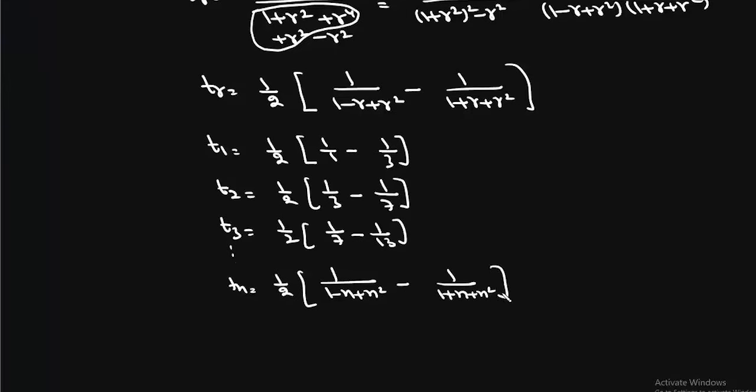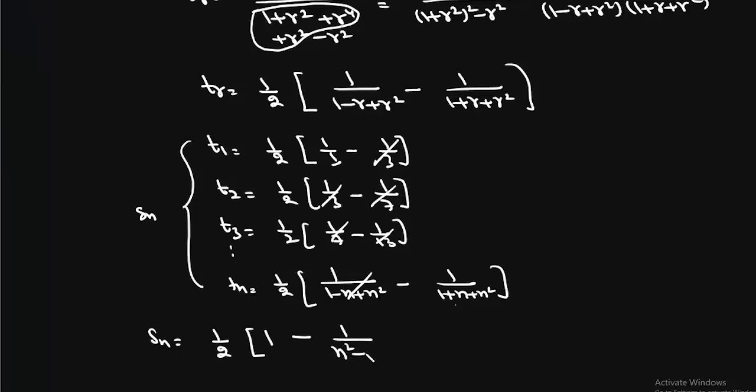Now if we add all these terms, we'll get the sum of the first n terms. So Sn is basically the sum of t1 plus t2 up to tn. Now if we add them, these successive terms will cancel, and what we're left with is the first term and the last term. So Sn will be 1 by 2 into 1 minus 1 upon n square plus n plus 1, or simply n square plus n upon 2 into n square plus n plus 1. And that is the answer to this question.